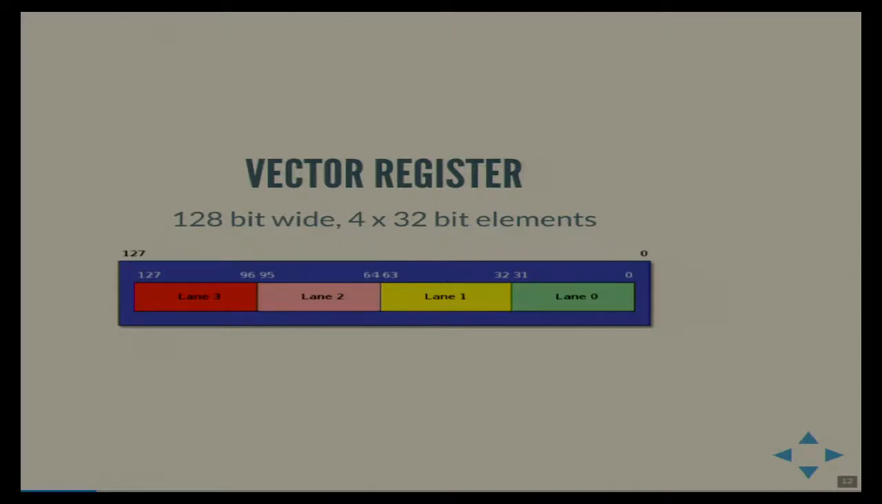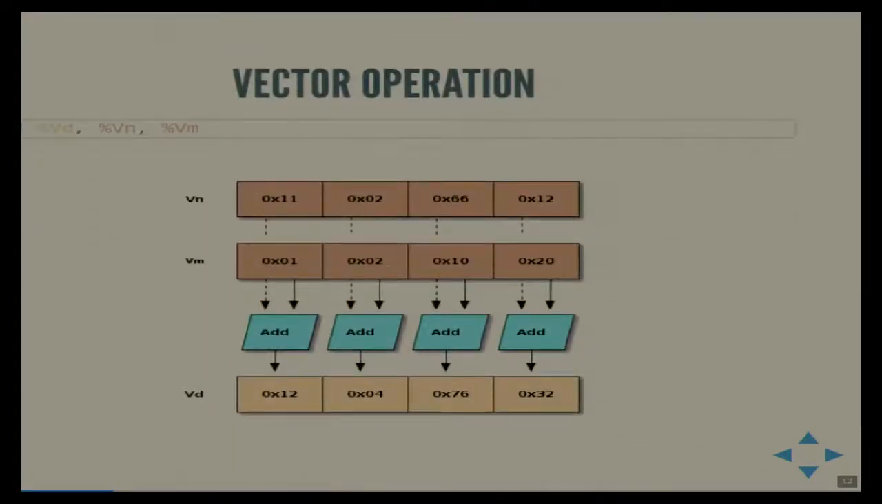Now, why is this useful? Let's look at an example vector operation. This is a vectorized add. With a single instruction, we're adding the contents of the VN and the VM registers together, but importantly, each individual lane is processed separately. This is why these instructions are often referred to as SIMD instructions, which stands for single instruction, multiple data. By saving the cost of having to decode an instruction each time, and also by having multiple arithmetic units in your CPU, you get a simple parallelism in your processing.